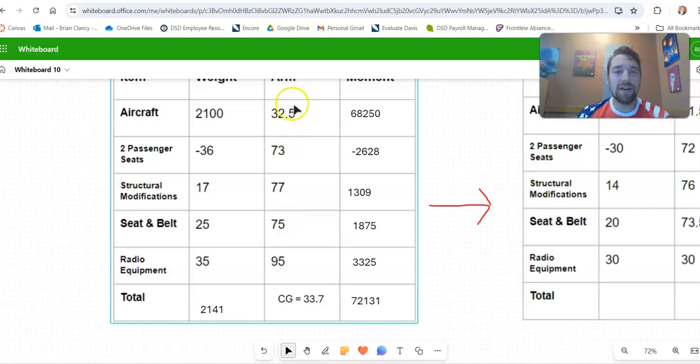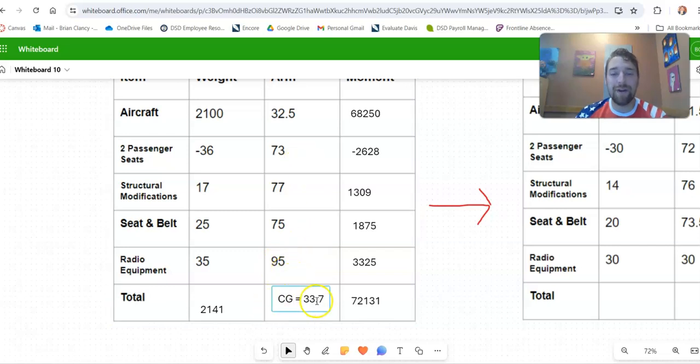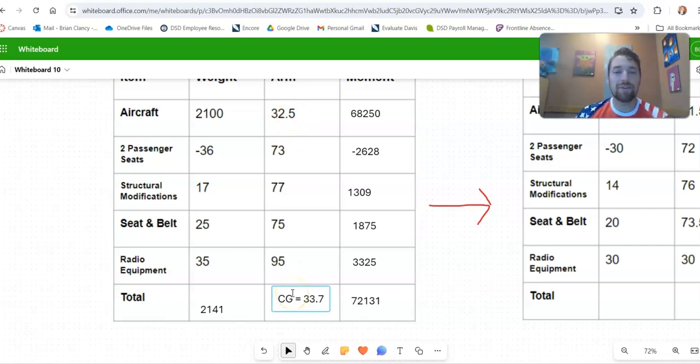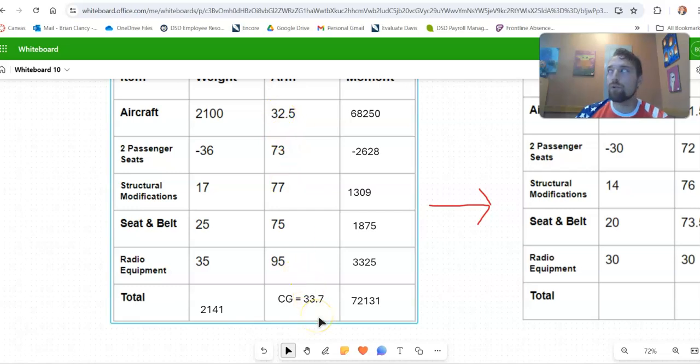So again, you're going to notice that our original empty weight center of gravity was 32.5. But now that they've made all these adjustments, we need to calculate a new empty weight center of gravity because this stuff causes the center of gravity to shift backward. You add more weight backward, the center of gravity shifts backward. There seems to be a connection there. So now that you've added all this material, you're left with 32.5 over here, and you're left with 33.7 over here. All this information shifts your center of gravity back by about 1.2 inches.